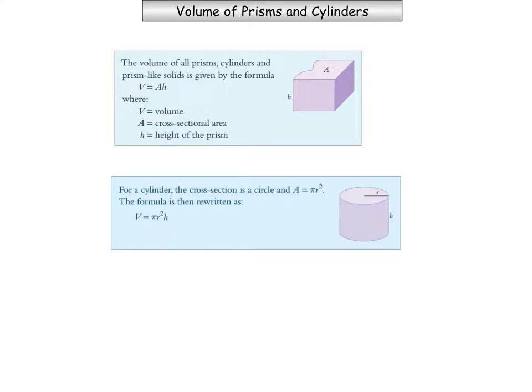The volume of all prisms, cylinders and prism-like solids is given by the formula V equals AH, where A is the cross-sectional area and H is the height of the prism. For a cylinder, the cross-section is a circle, and so A is equal to pi r squared. So we substitute the formula for the area of a circle, pi r squared, into where the A goes in the formula, and we get pi r squared h.